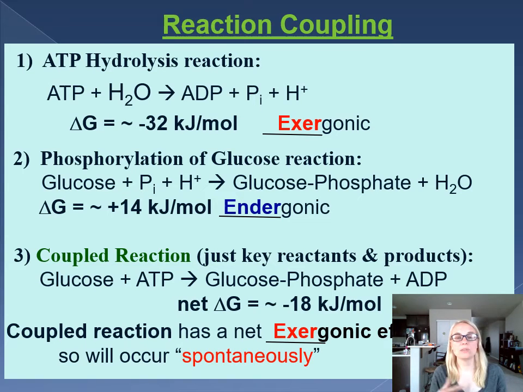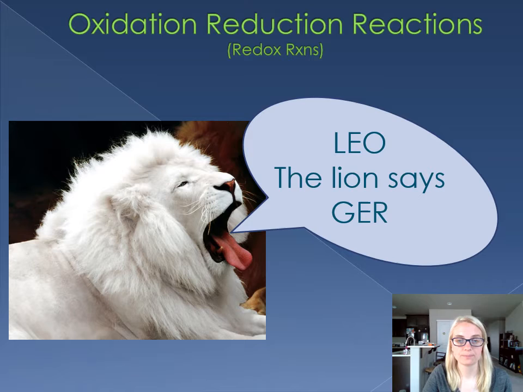All right, so this is a real life example that's happening inside of your cells all of the time, using the free energy, this negative 32 kilojoules per mole of ATP hydrolysis, to drive endergonic reactions. It's happening all the time. And we'll see more of these examples as we dive deeper into chapter 8.